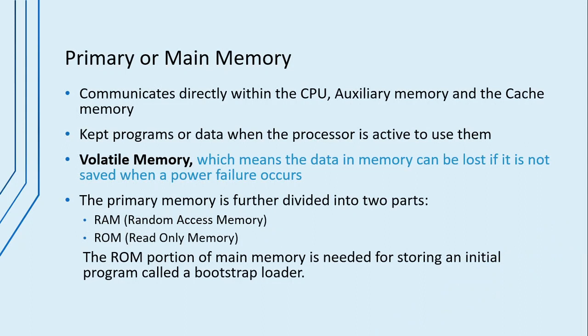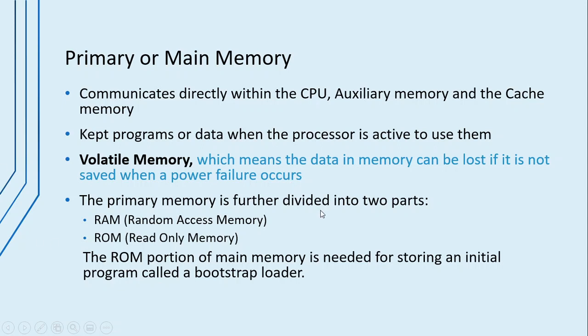Main memory communicates directly with the CPU, auxiliary memory and cache memory. That's why you can say that it is the central storage unit for a computer system. It is relatively larger than the cache memory and register memory, and it is fast memory, which is used to store the programs and data during runtime operations. It is an example of volatile memory, which means the data in memory can be lost if it is not saved when a power failure occurs.